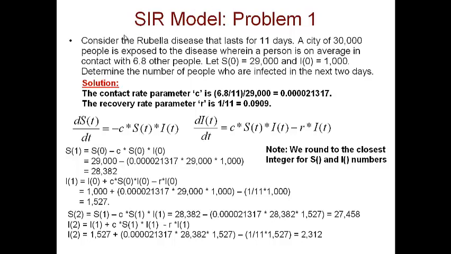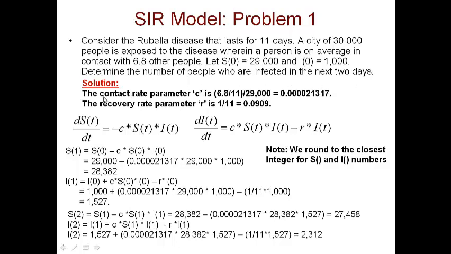Consider the rubella disease that typically lasts for 11 days. A city of 30,000 people is exposed to this disease, wherein a person is on average in contact with 6.8 other people. Let S of 0 be 29,000 and I of 0 be 1000. So R of 0 is 0, and these add up to 30,000. Determine the number of people who are infected in the next 2 days.